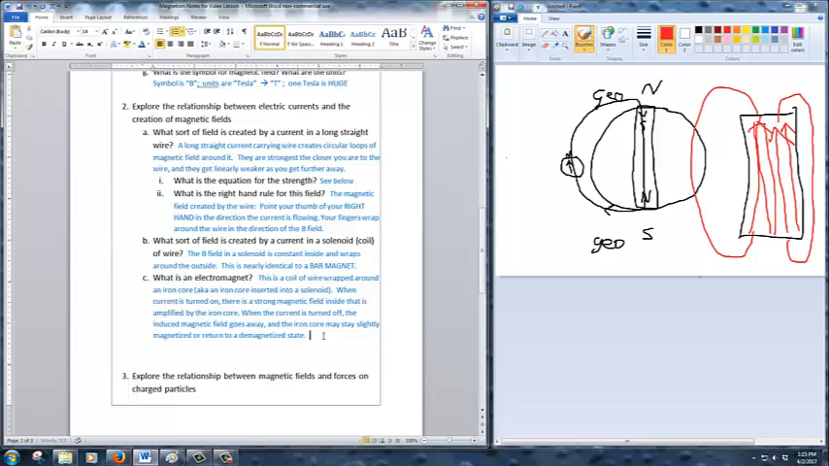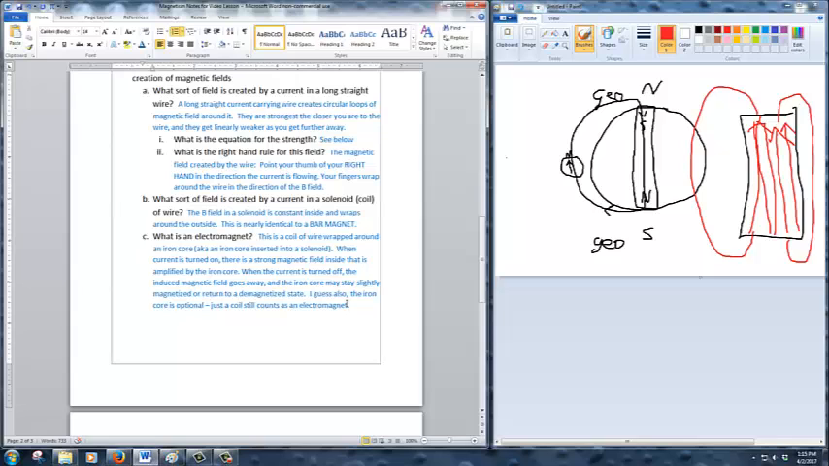I guess also the iron core is optional. Just a coil still counts as an electromagnet. Yeah, that's true. So basically just a solenoid is an electromagnet.